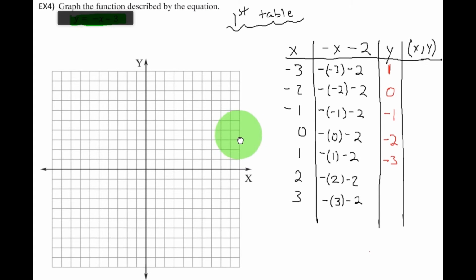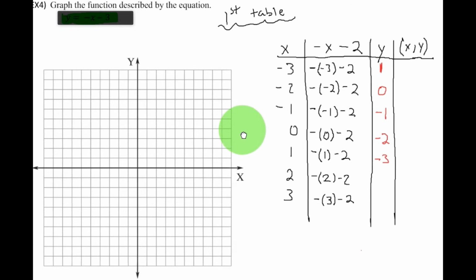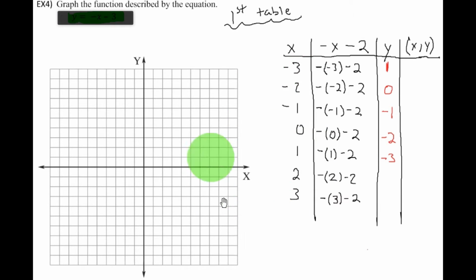Hey guys, I just had a little bit of technical difficulty. I'm trying to get the screen back on here. I hope that's not too much of a shift, but oh well, we'll work through this.